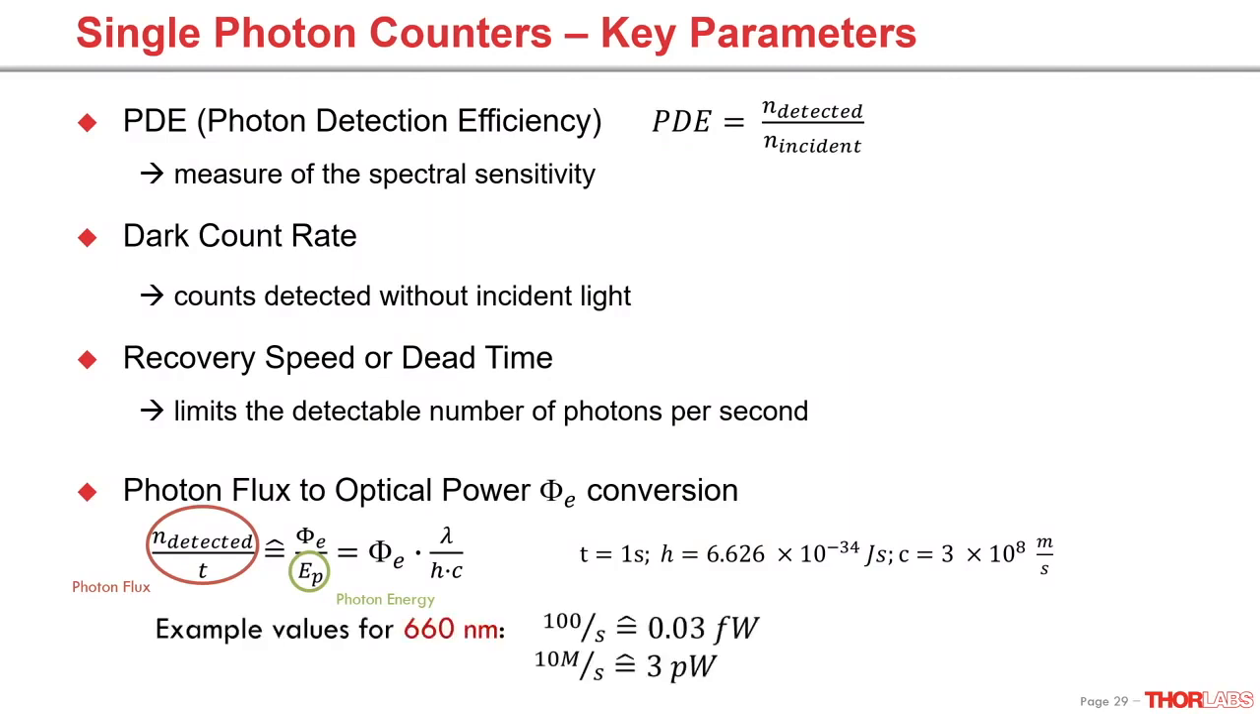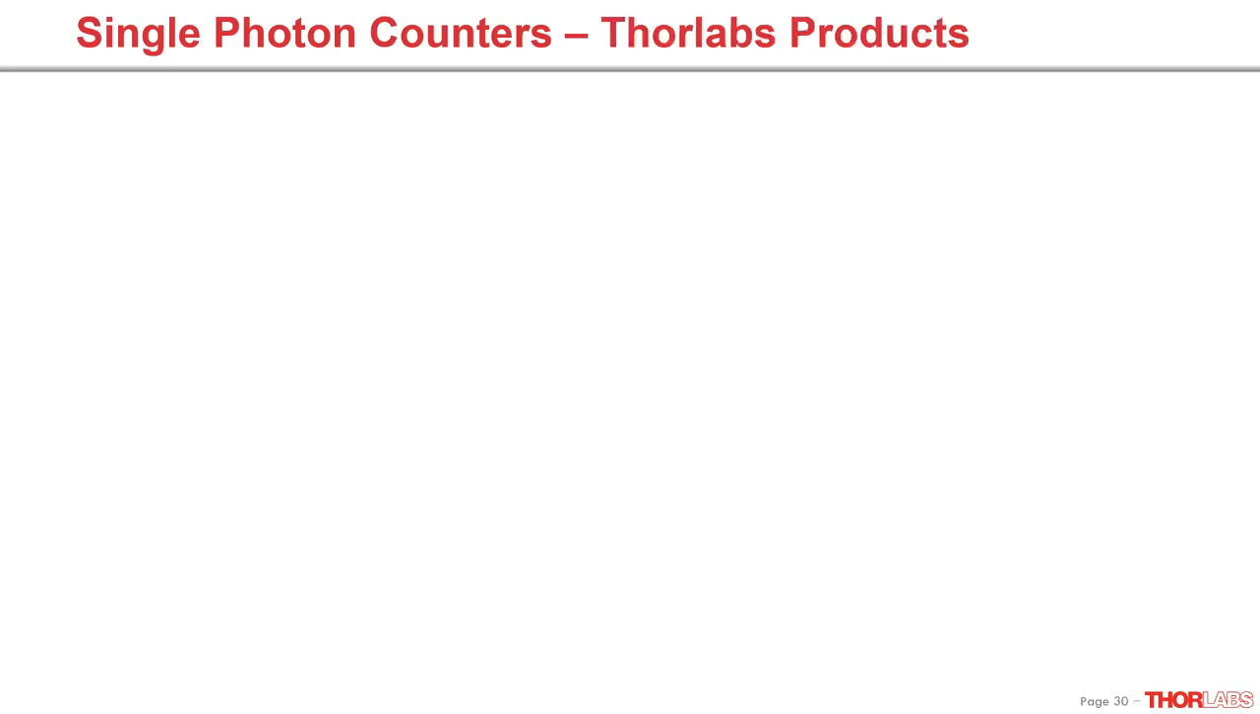Example: for light with 660 nanometers, a dark count level of 100 per second corresponds to 0.03 femtowatts. A rate close to the saturation limit of 10 million per second corresponds to 3 picowatts. The next slide gives an overview of the Thorlabs single photon counting devices.